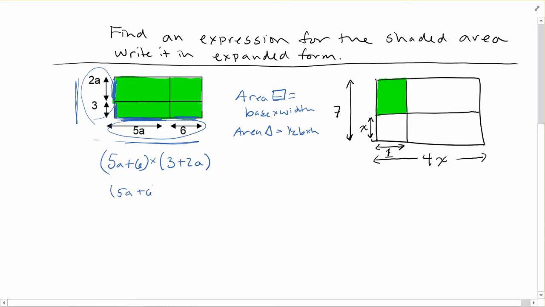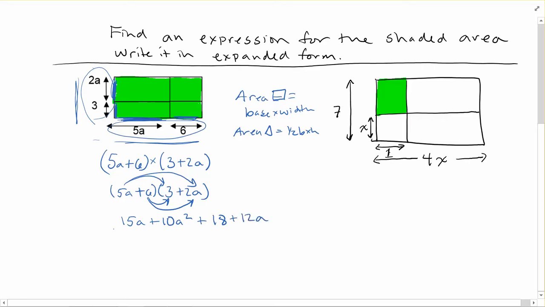So this is an expression for the area, because it's equivalent to the base times the width. And they would like us to write it out in expanded form. So we're going to use claw, if you will, or any way that you like to remember that, FOIL as well, that we expand it all the way through. So 5a times 3 gets us 15a. 5a times 2a gets us plus 10a squared. 6 times 3 gets us a plus, not 9, that's adding. 6 times 3 gets us a plus 18, and 6 times 2a gets us a plus 12a.